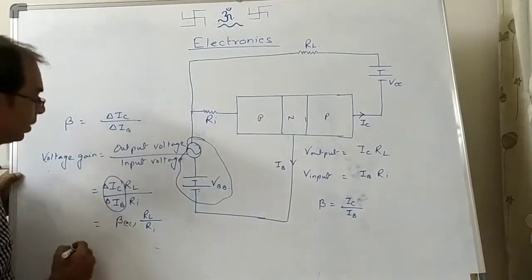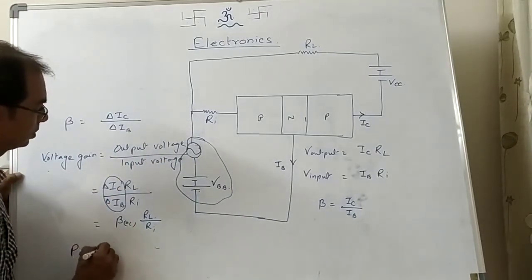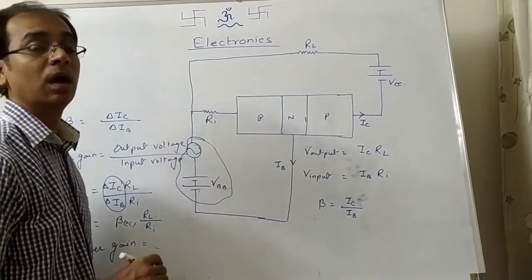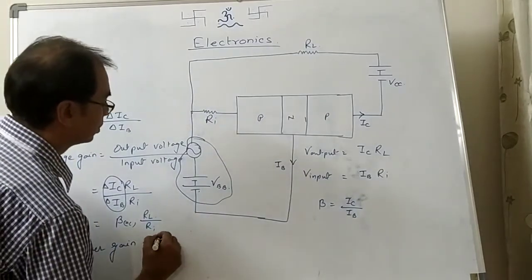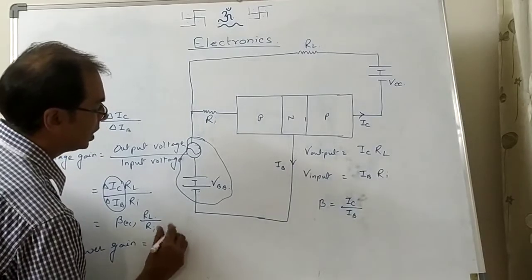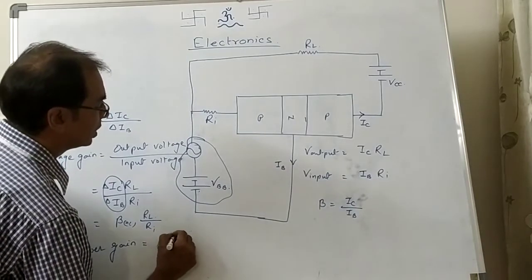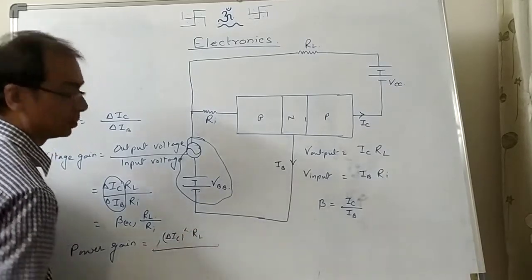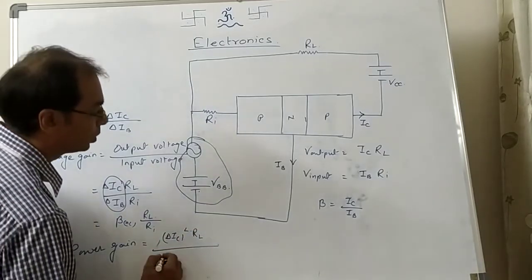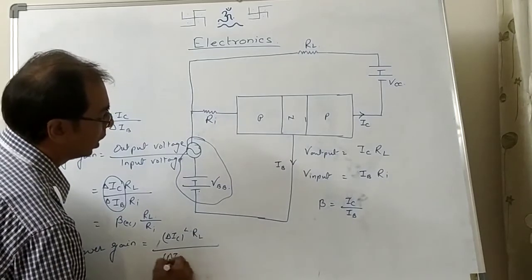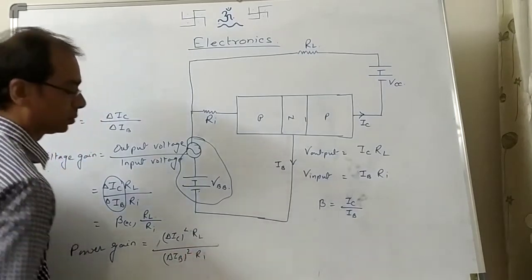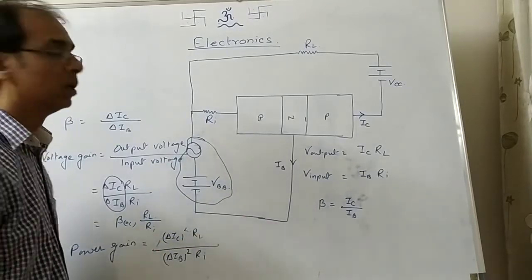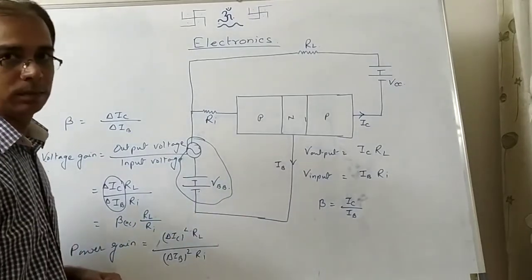In the same way is power gain. Now power gain will be what? Output power, that means delta IC square RL, by input power. Input power is delta IB square into RI. That means beta square into RL by RI. So this way we can make the formula, right?